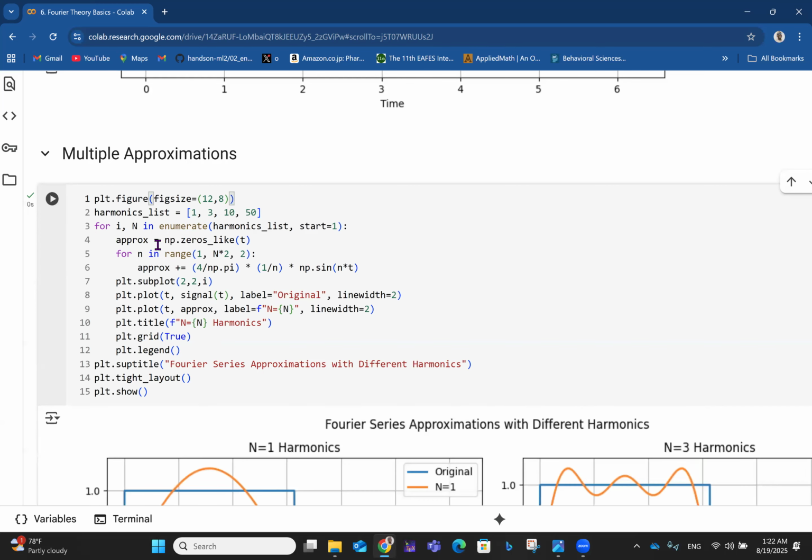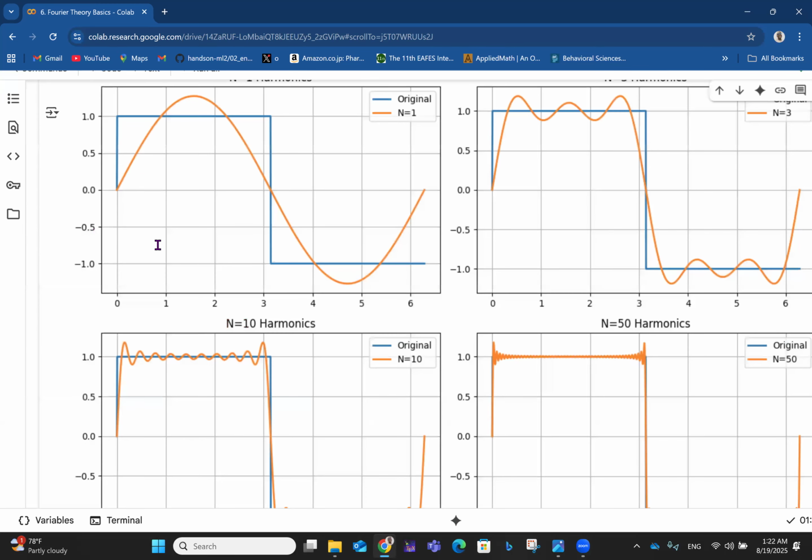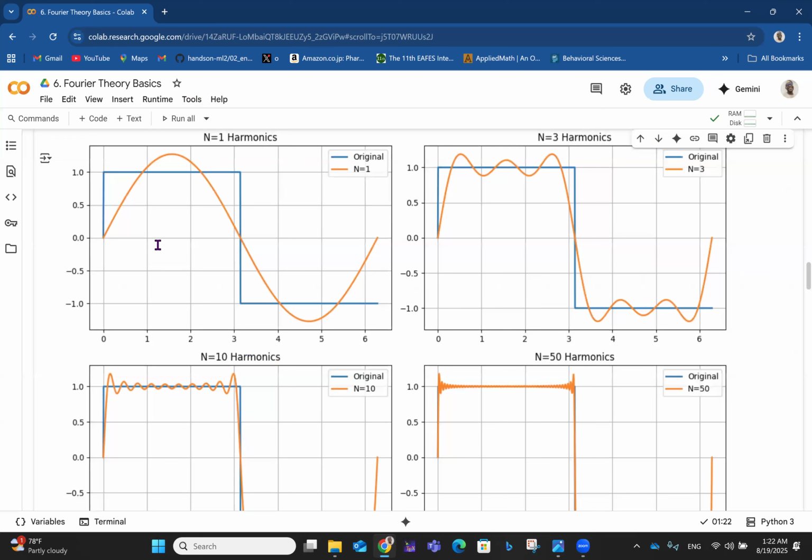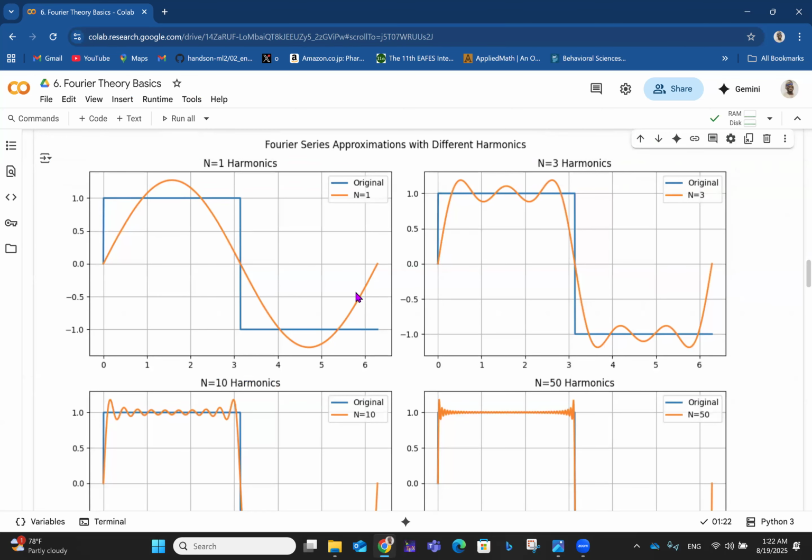So if I run this, it gives us 4 plots side by side. For the first one, we have the blue, which is the original, and we have one harmonic. So you have something like a sine curve, starting from the origin.